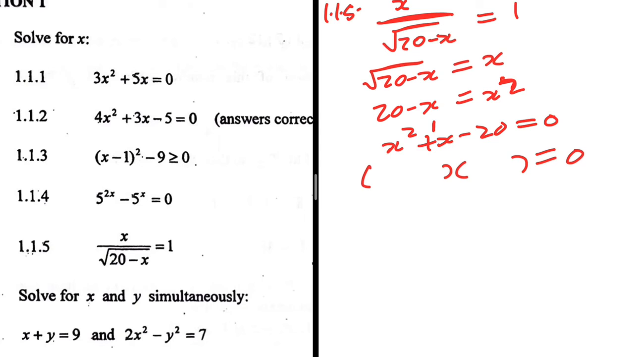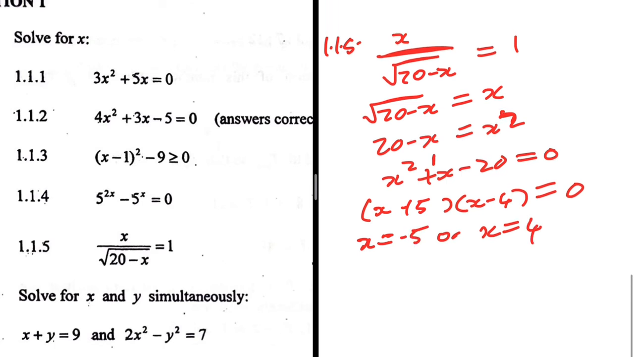Plus 5 and minus 4. So (x plus 5)(x minus 4). x is equal to 5, or x is equal to 1, or x equals minus 5. I'm making a mistake here. x is equal to minus 5, or x is equal to positive 4.